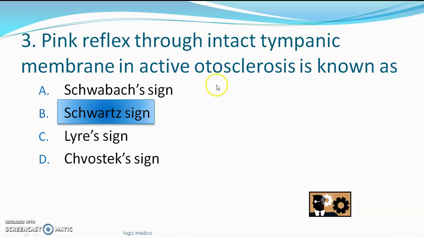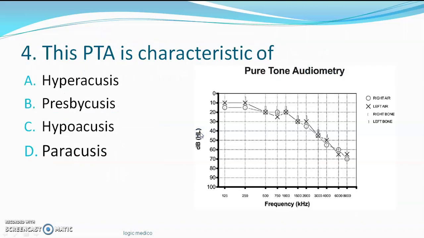It is a sign by which we can make out that there is active otosclerosis, where we can see a pink reflex through the tympanic membrane. So that is a sign of active otosclerosis. It's called Schwartze sign. Okay, come to the next question.